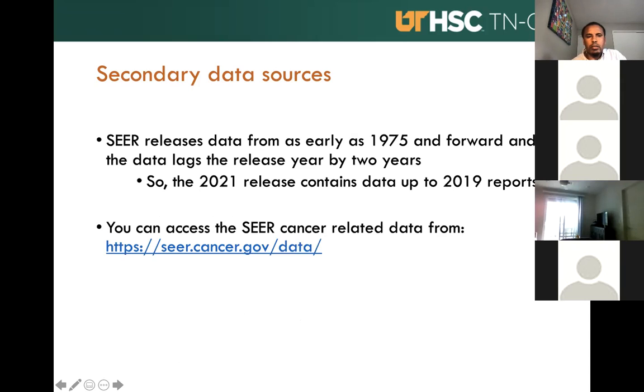So SEER releases data from as early as 1975. And like you said, there is a data release almost every year. And the data lags the release year by about 2 years. So for example, the 2021 release contains data from 1975 to 2019 reports.